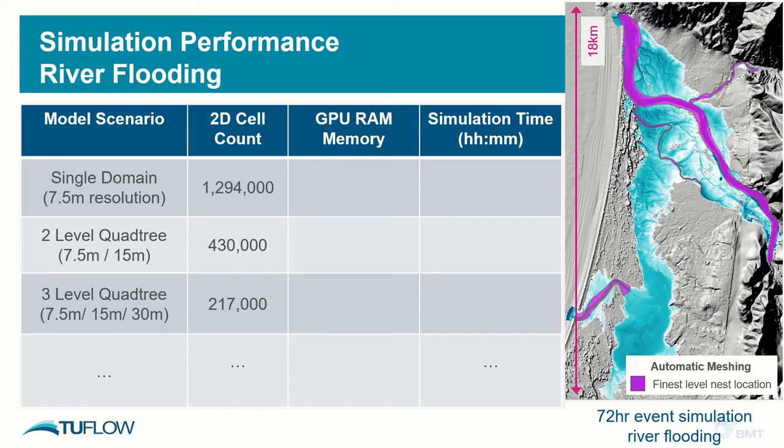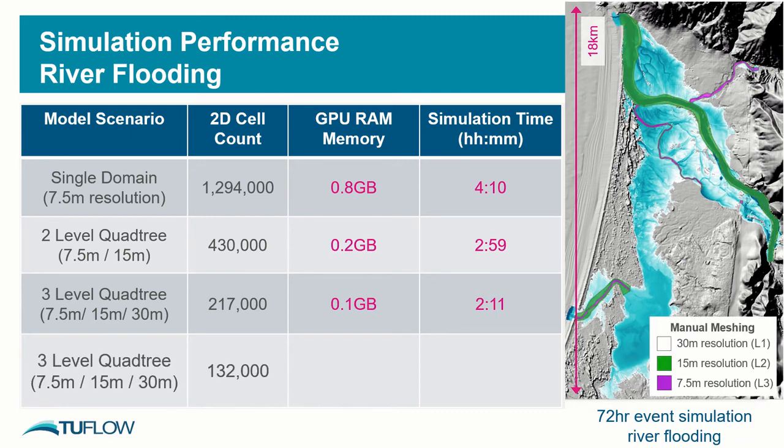If we embed nesting in the rivers and creeks at 2 levels, the number of cells reduced down to 400,000, and if we use that delineation for 3 levels of nesting, we get it down to 200,000 cells. Similarly, that has pretty significant RAM implications for the model initialization and also simulation time benefits. We've halved the simulation time from 4 hours down to 2.